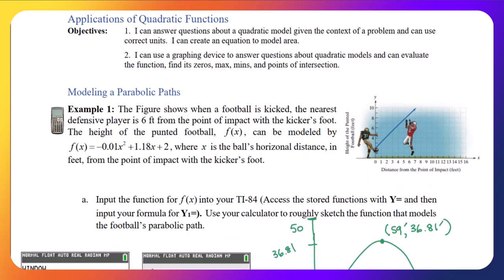In this first problem, we have a kicker kicking the ball, and the defender is 6 feet away. And if you look at this equation, when x is 0, y is 2, meaning the ball is 2 feet above the ground when the punter kicks the ball.